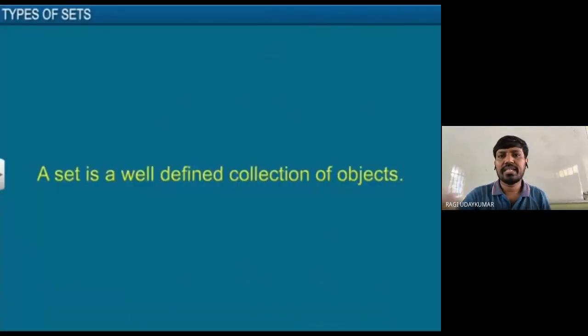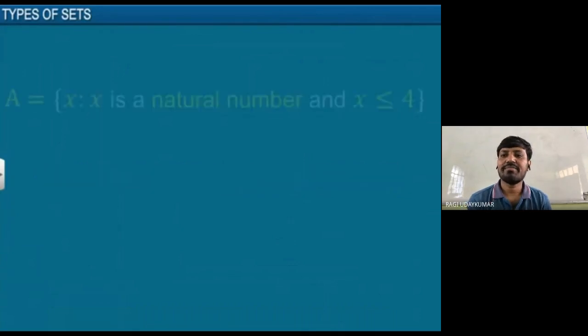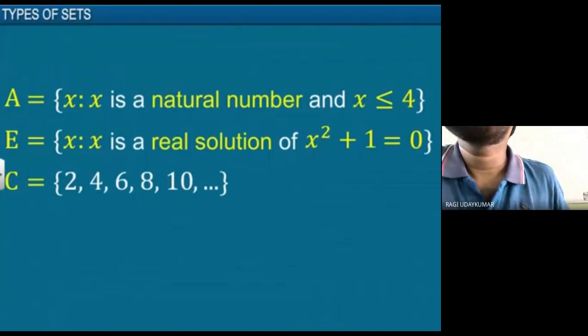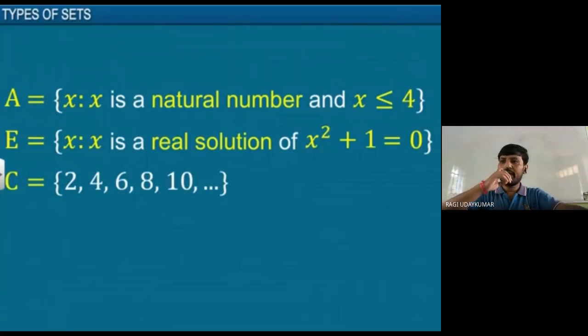So set, once again, let us recall the definition. A set is a well-defined collection of objects. The first two forms of writing a set are called set builder form and roster or tabular form. C is the set in roster form, or set builder, or tabular. Both are right.